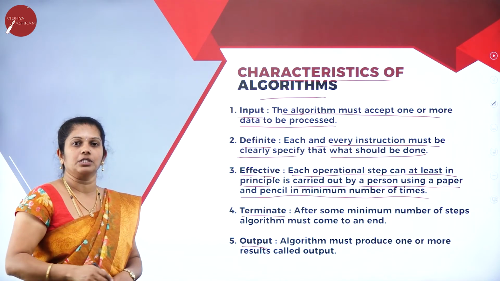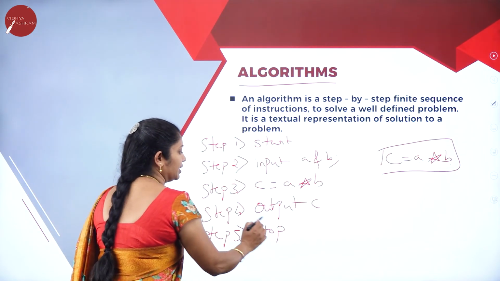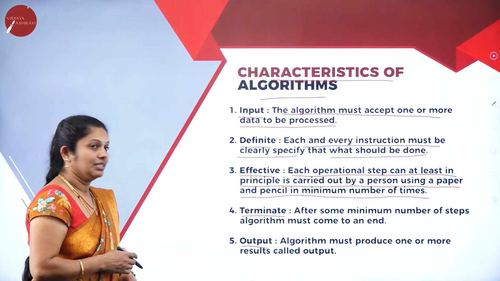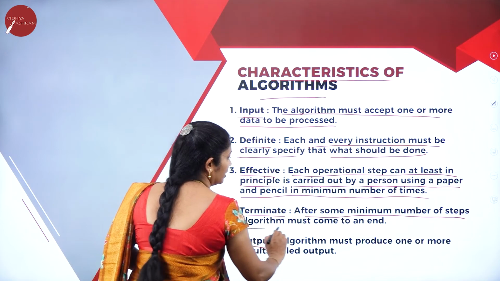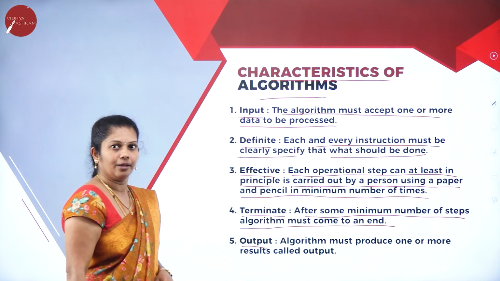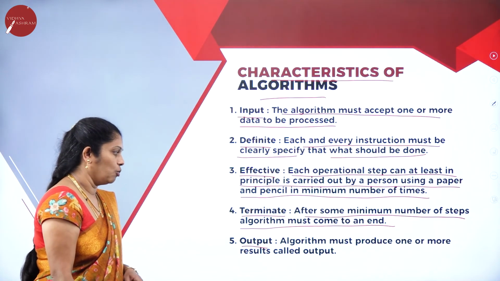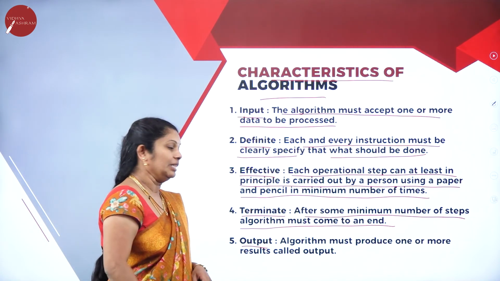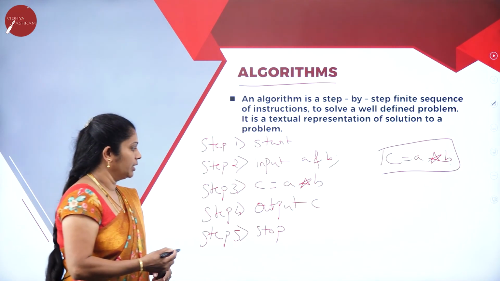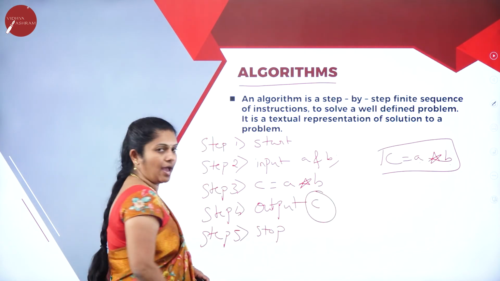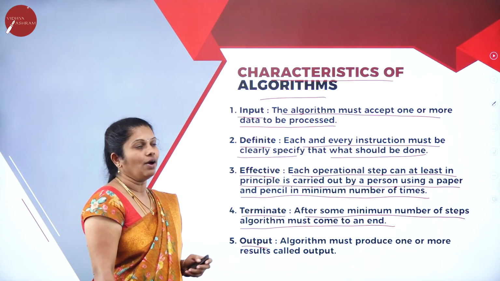Then terminate: after processing all the transactions, it must stop. If you observe here, at the end we compulsorily stop. That is nothing but terminate. After a minimum number of steps, the algorithm must come to an end. And the last one is output. An algorithm must produce one or more outputs, especially the result. Finally, we must get some result. These are the major characteristics of an algorithm.